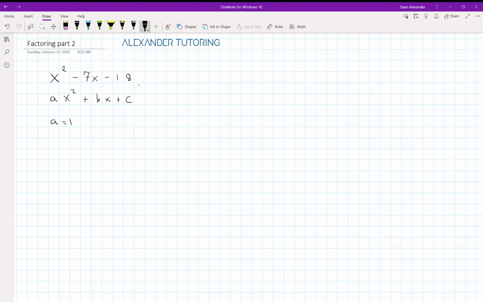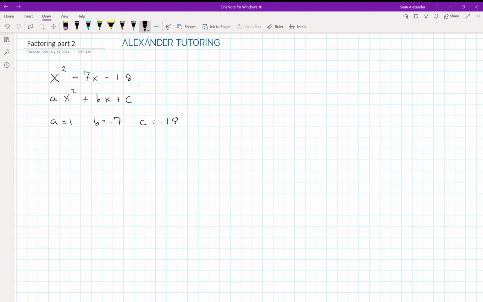What's b in this case? Well, it's the number multiplying the x, which in this case is negative 7. Don't forget the sign in front, the minus sign. A lot of students like to do that. Finally, what's our c term? It's just the number at the end, which is negative 18. Again, don't forget the sign.